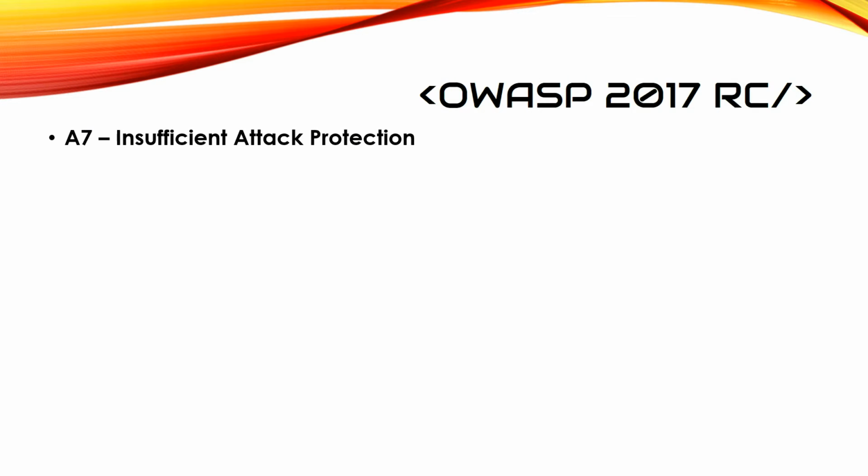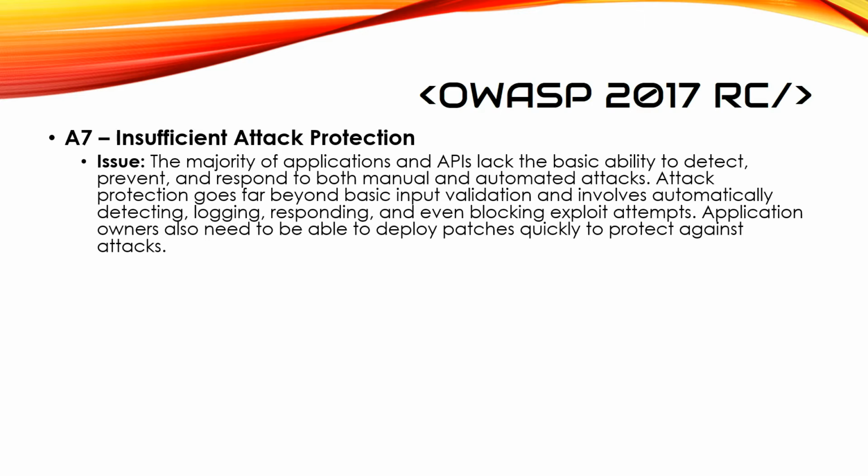Insufficient attack protection. The issue is that the majority of applications and APIs lack the basic ability to detect, prevent, and respond to both manual and automated attacks. Attack protection goes far beyond basic input validation and involves automatically detecting, logging, responding, and even blocking exploit attempts. Application owners also need to be able to deploy patches quickly to protect against attacks. The resolution: try to detect attacks, try to respond to attacks, and patch quickly.